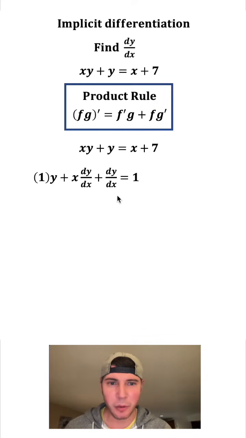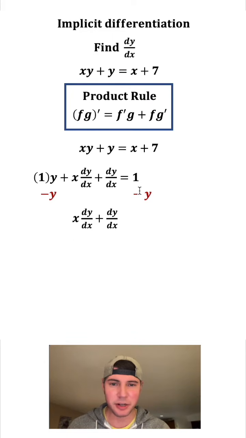Now we want to get everything with the dy/dx alone on the same side of the equation. We're going to subtract y from both sides. The left-hand side is just this, and the right-hand side is 1 minus y.